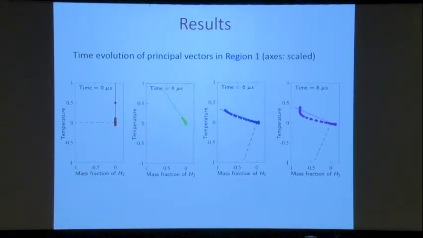The co-kurtosis principal vector is denoted by the solid colored lines.